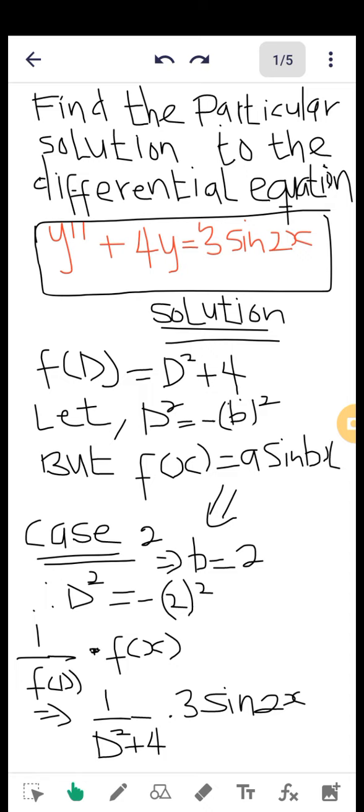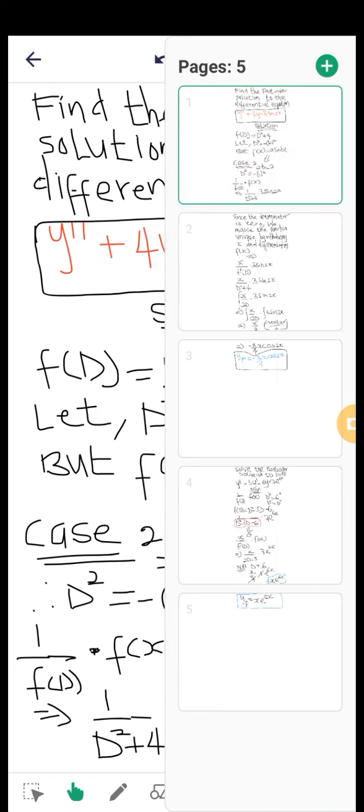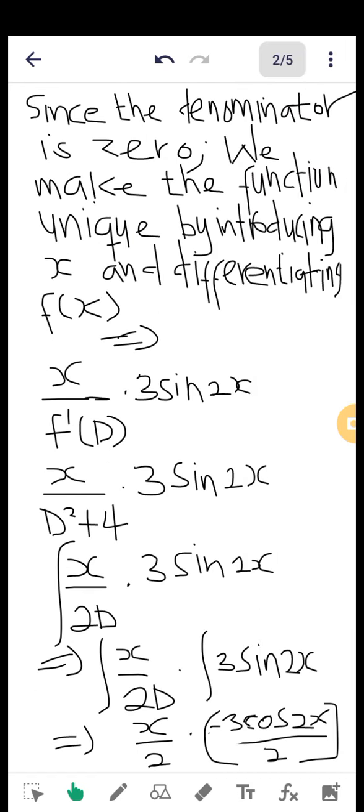You see, my D squared is equal to minus 2 squared, so my D squared here is minus 4. So minus 4 plus 4 means you are getting 0. So 1 over 0. When the denominator yields 0 upon substituting, it means that we have to introduce a certain constant, x. Since the denominator is 0, we make the function unique by introducing x and differentiating f of D.